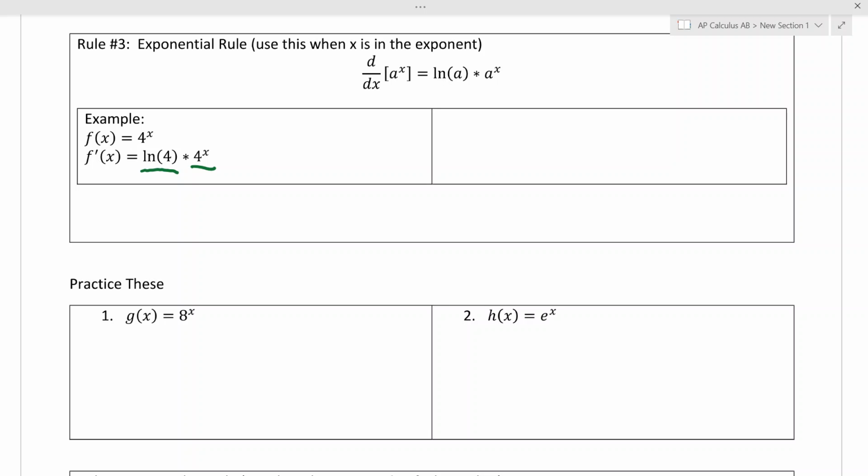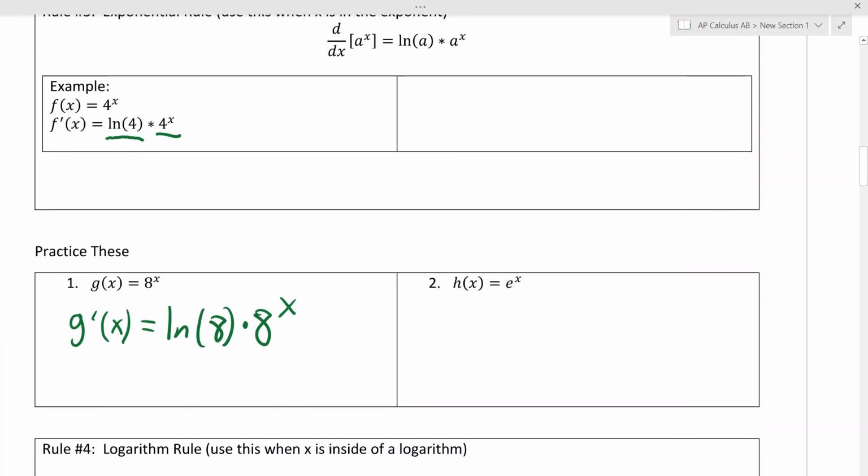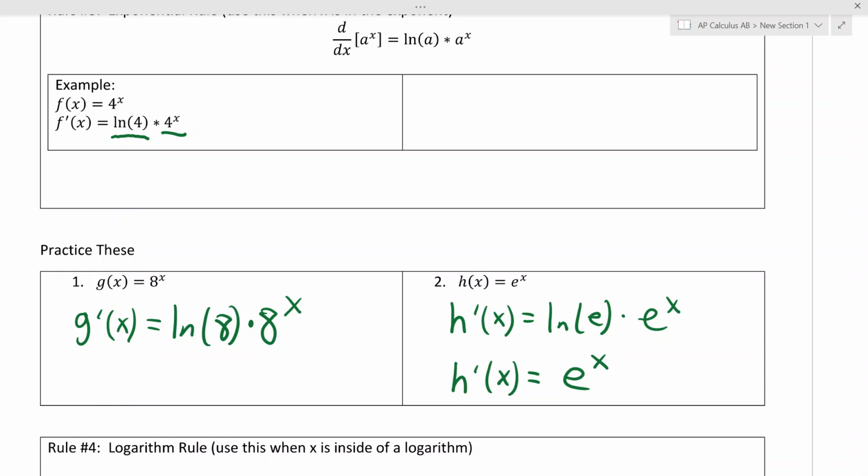So hoping you're done. This should not be crazy difficult, right? G prime of x is just the natural log of 8 times 8 to the x. Cool. The derivative of e to the x, so h prime of x, would be the natural log of e times e to the x. But the natural log of e is just 1. So h prime of x is really just e to the x. Isn't that nice? Okay, so e to the x is the only function, except for 0, we don't count that, that derives to itself, okay?